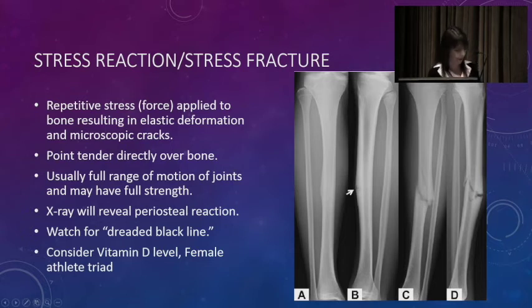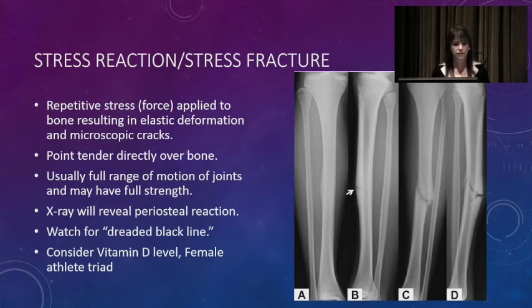A stress fracture, you'll see the periosteum starting to lay down new bone, like you are in image A over here, right over there. You can see that thickening of the bone. This is actually the same tibia, but a lateral view. And on that view, you're seeing what's called the dreaded black line, which is an indication of an advanced stress fracture that is at risk for becoming a complete or acute fracture, or acute on chronic.